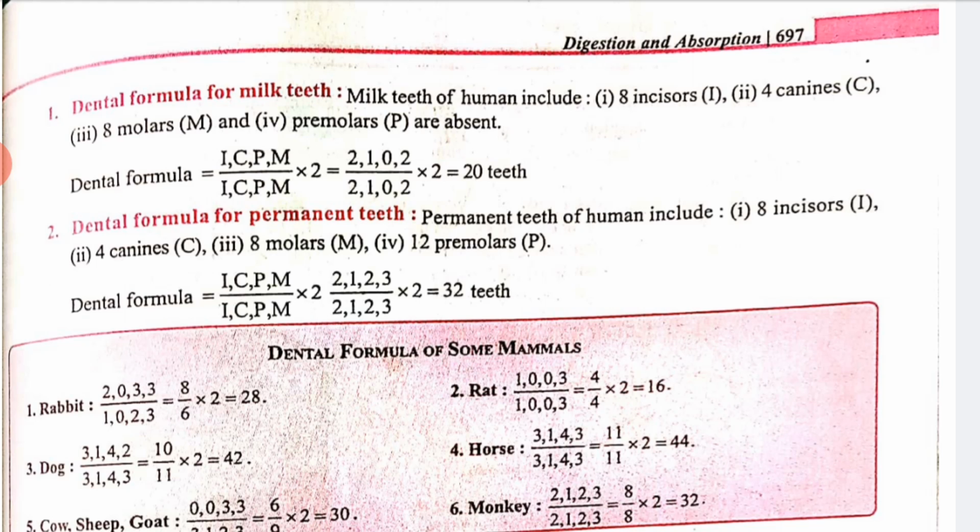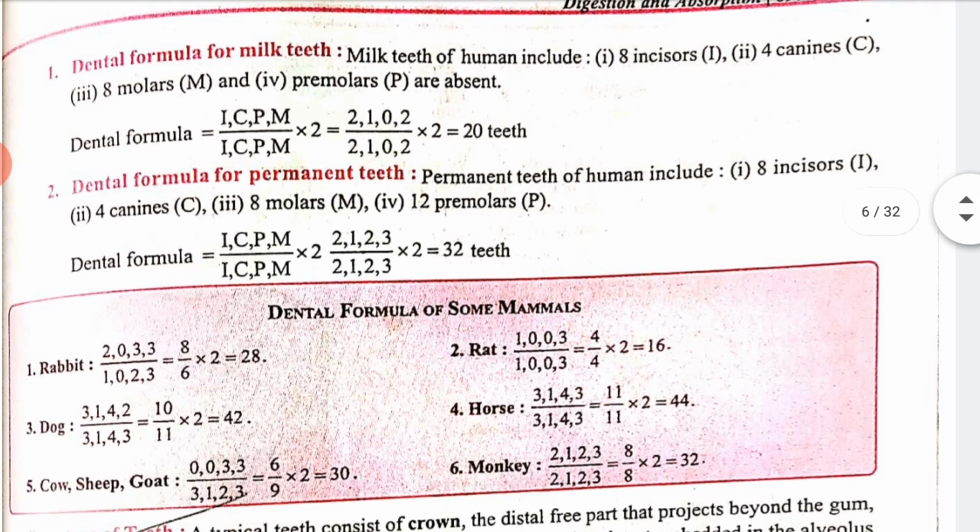In milk teeth the numbers are 2, 1, 0 and 2, which is multiplied by 2, so in total we have 20 teeth. But in the same way, whenever we talk about the dental formula, we are talking about the permanent teeth.